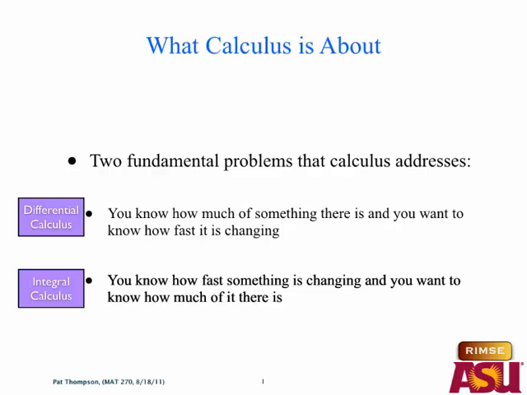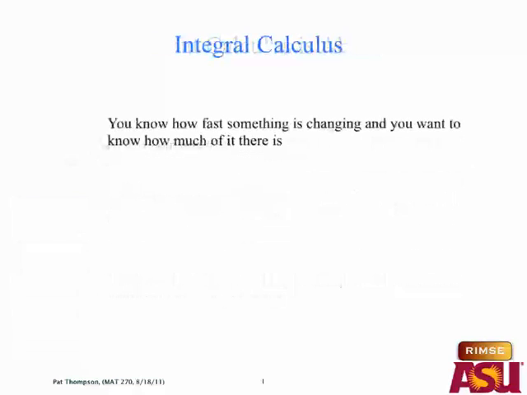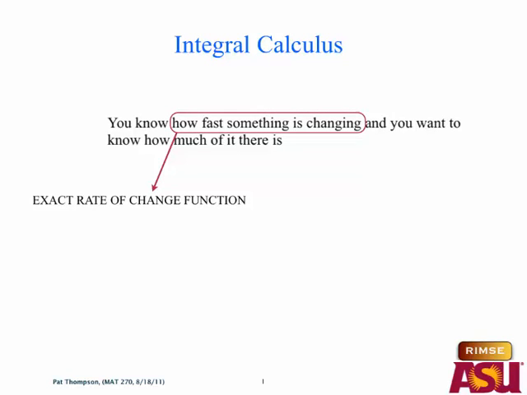And so let's be more specific. So this is the very biggest picture of what we're doing. You know how fast something is changing. You want to know how much of it there is. So let's get a little more detailed. So you know how fast something is changing. What do we have? We know how fast something is changing. What is it that we have that tells us that? An exact rate function, right? Exact rate of change function.